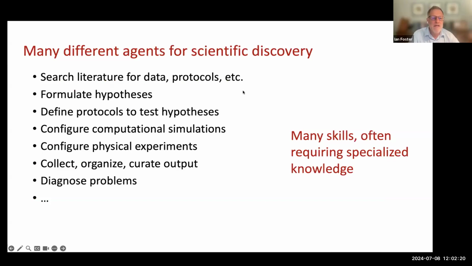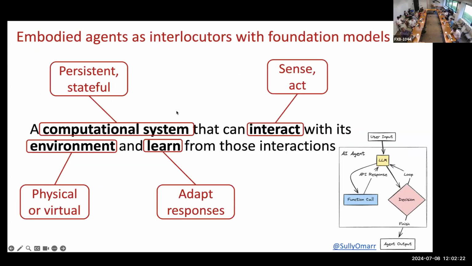Okay. And we need many of these things. Yeah, go ahead. Yeah, I think Jan has a question. Jan, can you unmute and ask? Yeah, please unmute and ask.